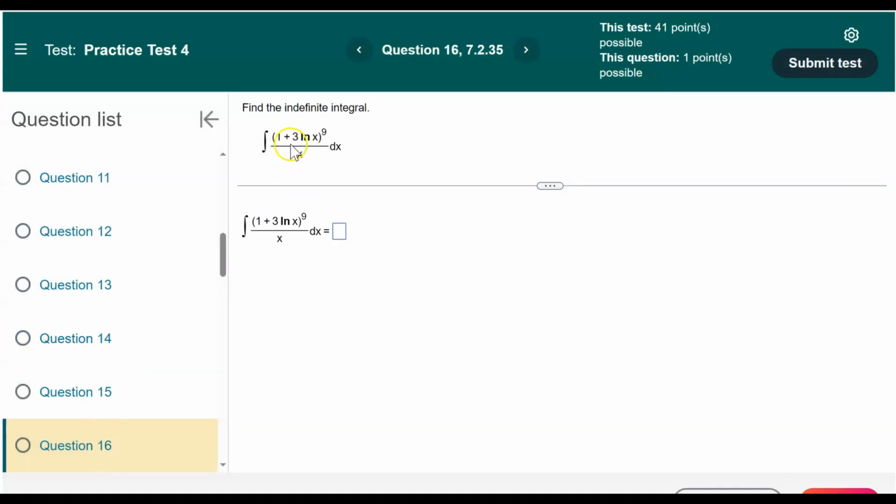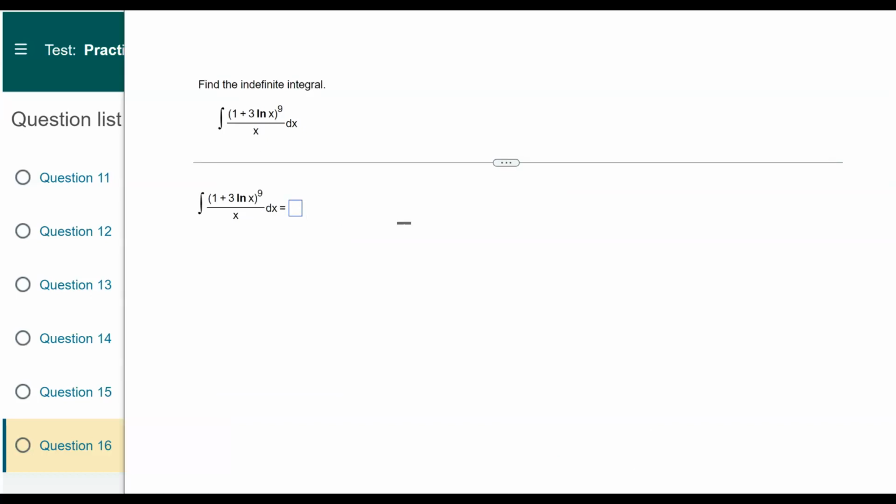For number 16, I see some expression here raised to some power. If I see something like that, then I suspect that the base will be my u. That's the natural choice for u. So you will begin by letting u be equal to the base, the expression inside this parenthesis here, 1 plus 3 ln x. That's your u. So du is equal to, the derivative of 1 is 0, the derivative of 3 ln x is 3 times 1 over x dx.